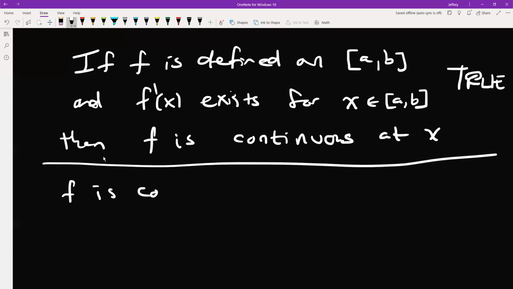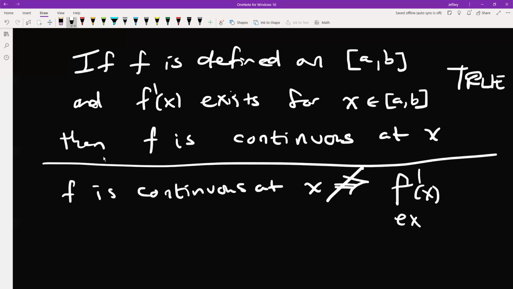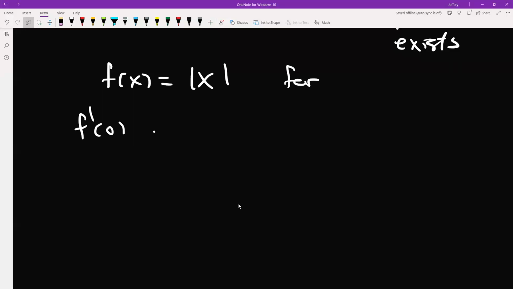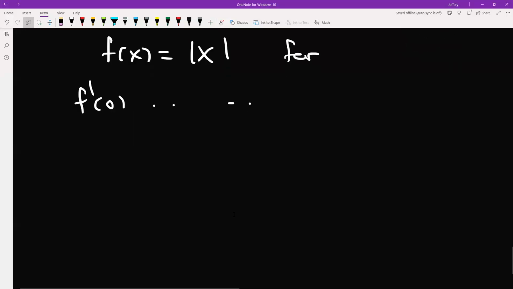But if f is continuous at x, then maybe f prime of x exists, but it's not guaranteed to. So continuity does not imply f prime of x exists. It doesn't imply differentiability. If you want to check that, look at the function f of x equals the absolute value of x, for f prime of 0. You will see that although this function is continuous at 0, it is not differentiable.